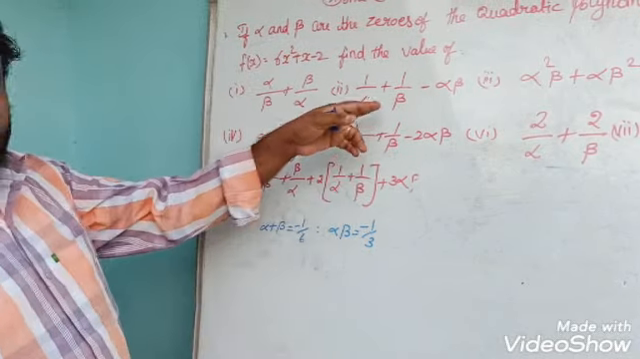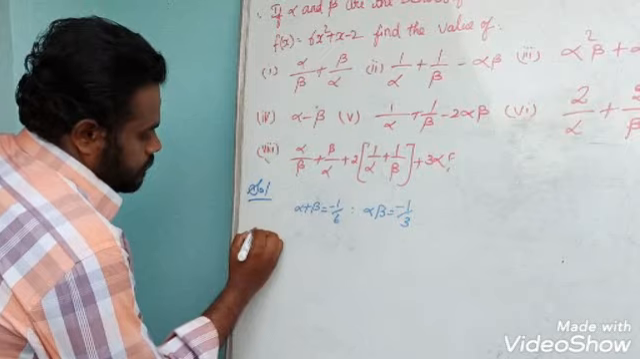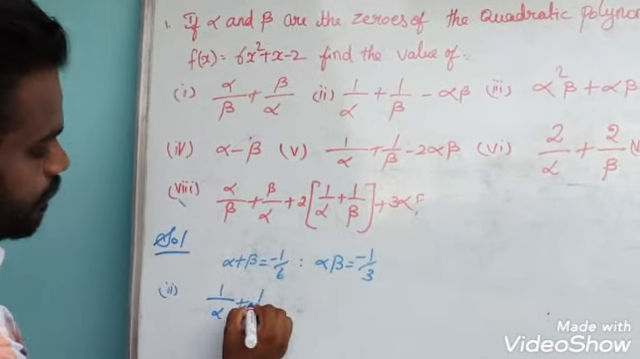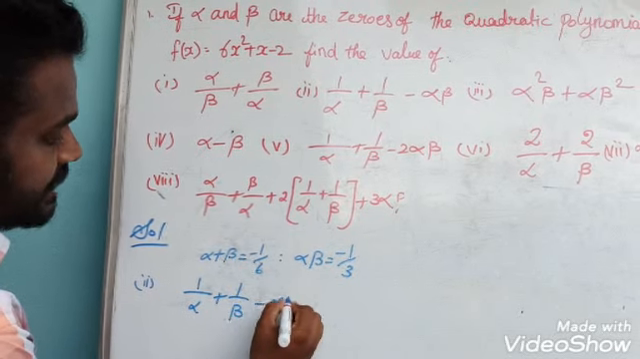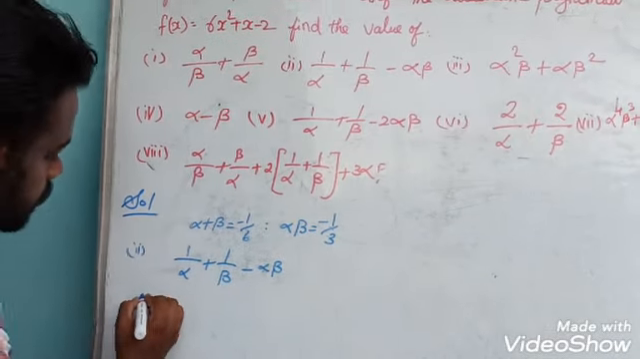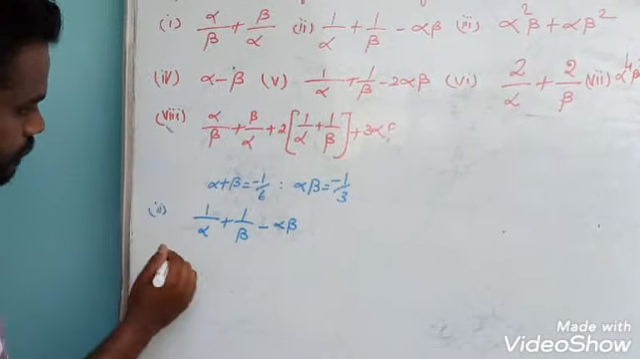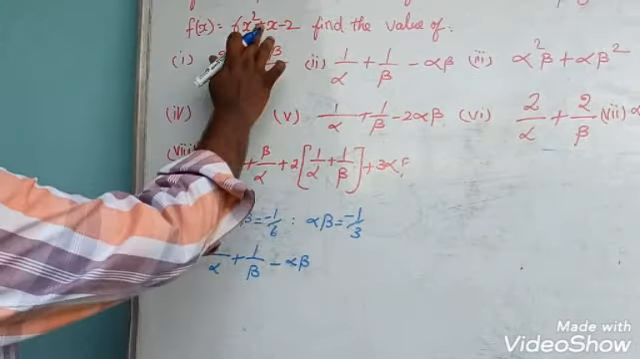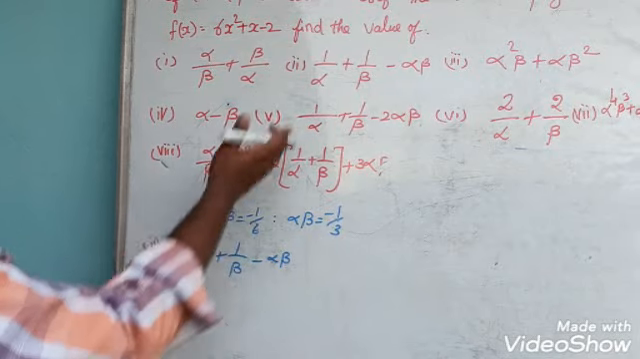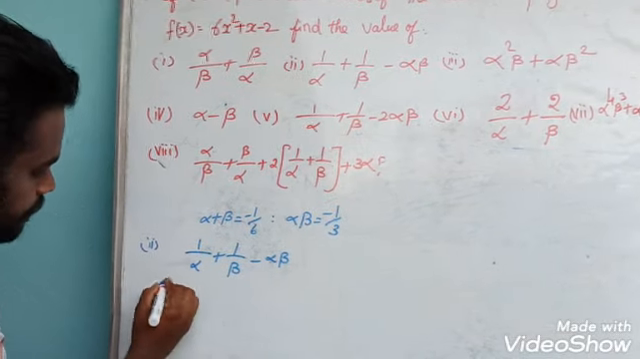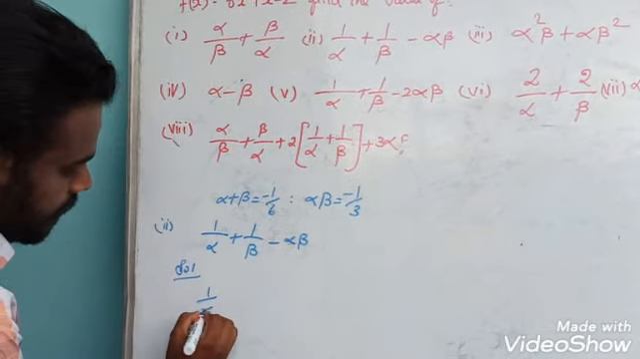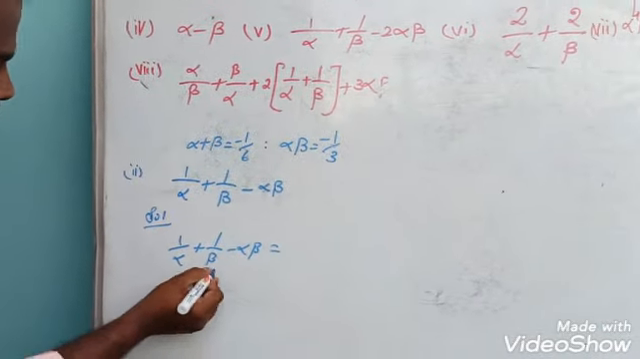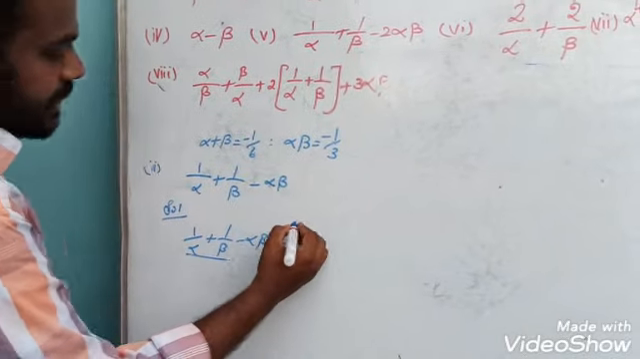We move on to question number 2. Second question: 1 by alpha plus 1 by beta minus alpha beta. Here we have already found the sum of zeros and product of zeros for this polynomial, so by using those we solve it continuously. Solution. 1 by alpha plus 1 by beta minus alpha beta. I take the first two terms and do cross multiplication.